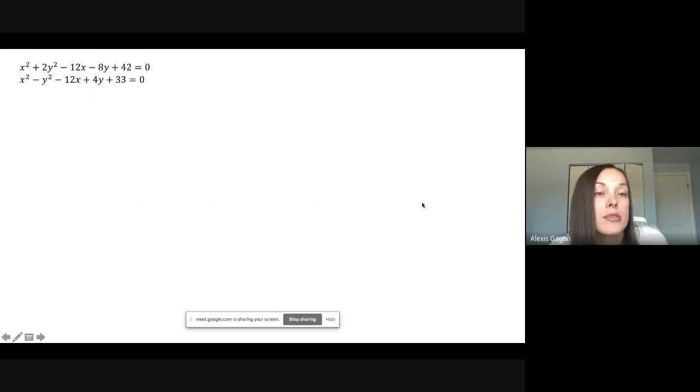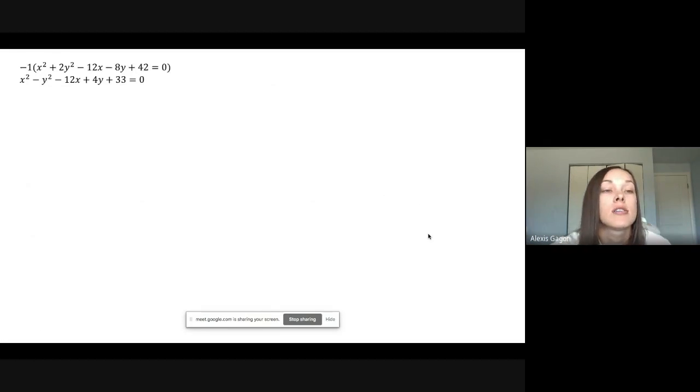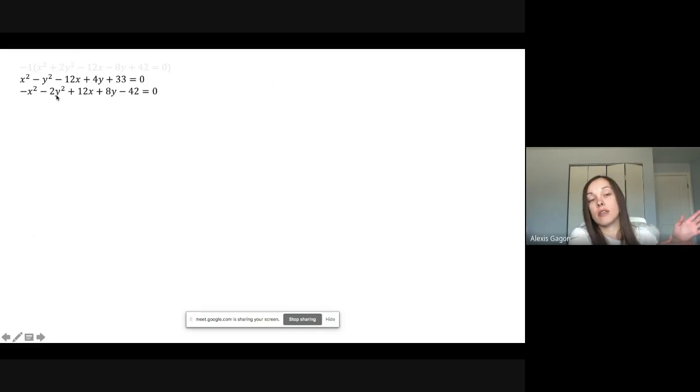Let's do one more example. So this one, same thing, multiply either equation by negative 1. Doesn't matter. So I'm just going to multiply that top equation by negative 1. So that becomes negative x squared minus 2y squared plus 12x plus 8y minus 42 equals 0. So basically just switch all the signs in one of the equations. Then we can add these together. These are going to cancel. These are going to cancel.